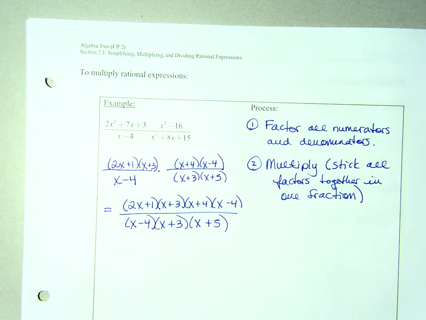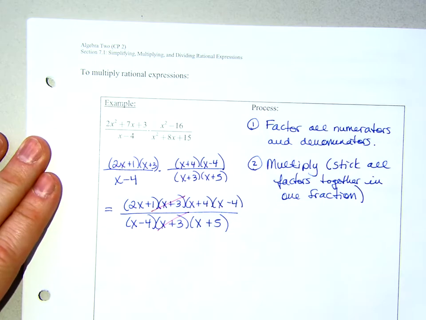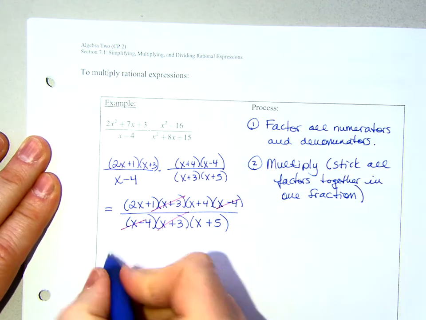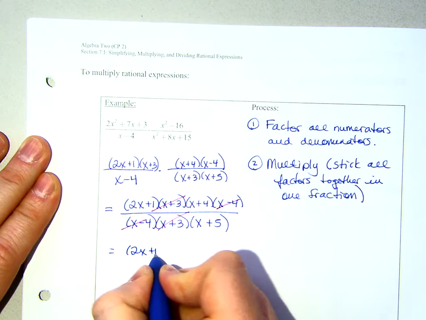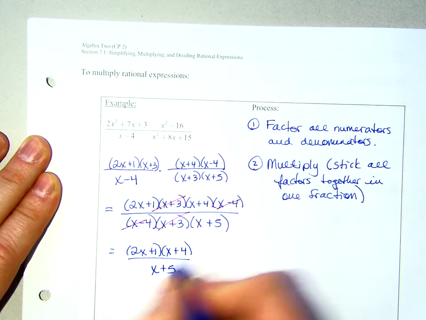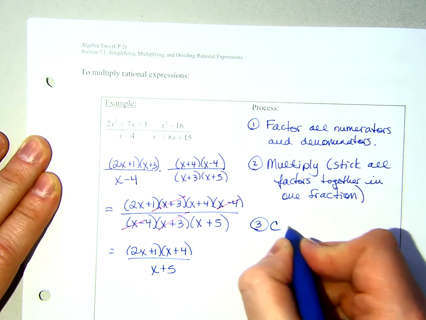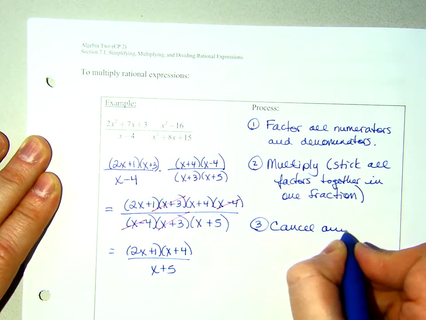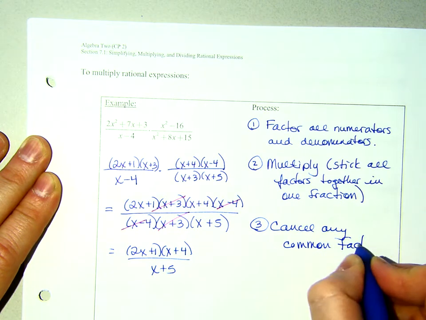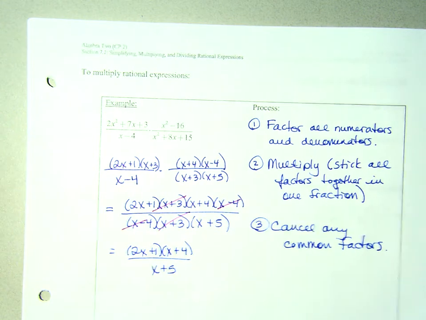Okay, so we're still cross canceling. Yes. Alright, what's going to go? Just say it. X plus 3. X plus 3, gone. X minus 4, gone. My answer is 2x plus 1, x plus 4 over x plus 5. So step number 3 is just going to be cancel any common factors. And that is it with that.